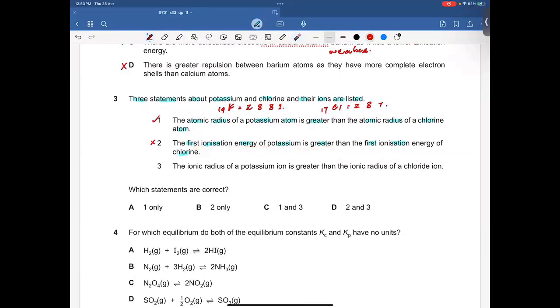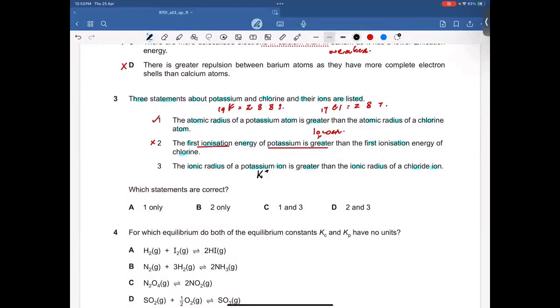Next. So technically, what I'm saying is ionization energy should be lower instead of greater. Okay. The ionic radius of potassium ion is greater than the ionic radius of chloride ion. Now, potassium is a metal and metal forms cations. So potassium has +1 charge because it belongs to group 1 of the periodic table.